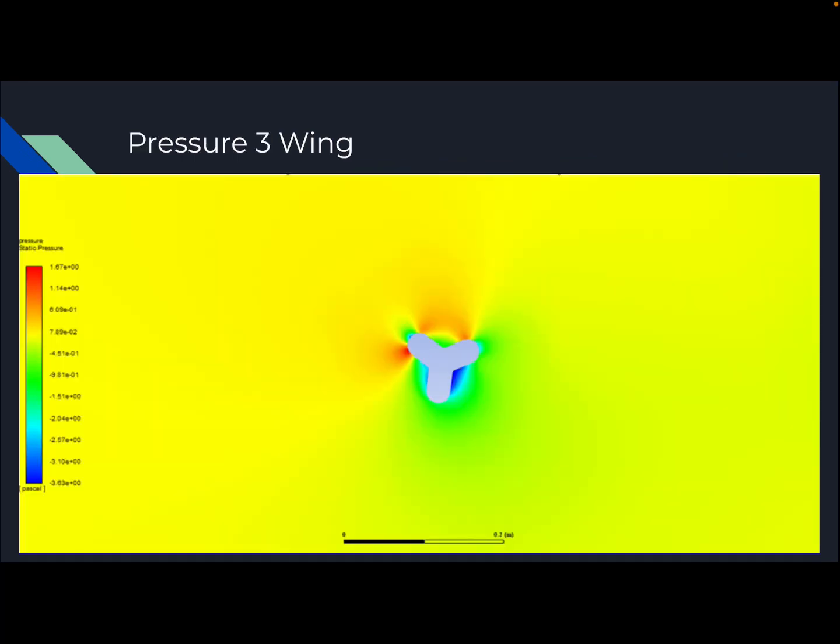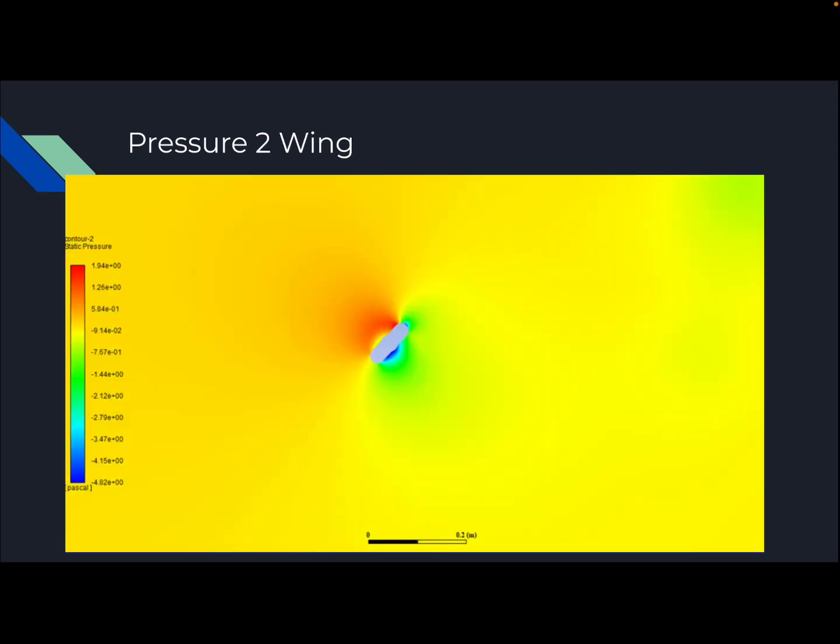And here is the pressure of the three-wing. We have a bit of red on top there that represents a higher pressure, and on the back side you see a little bit of blue, that's a lower pressure. I want you to keep that in mind when we look at the two-wing. On the two-wing here we can see that we have a very well distributed higher pressure on the left side compared to the three-wing. This may hint that the two-wing's not going to do as well because there's a lot more force, or a lot more pressure, hitting it, so it may slow down faster than the three-wing.